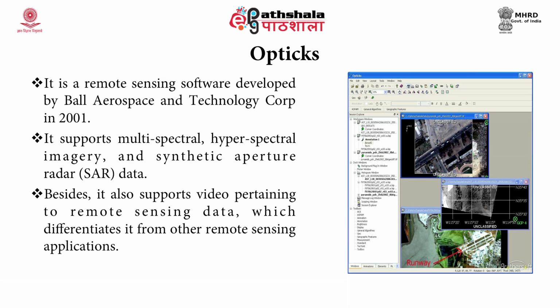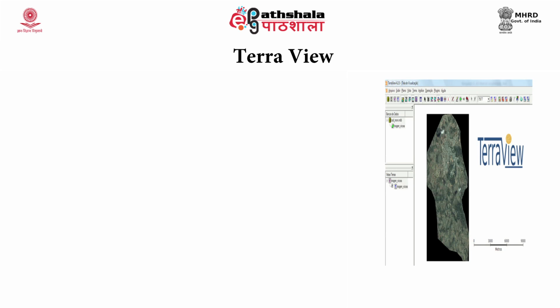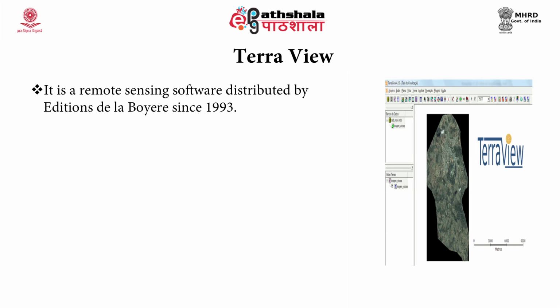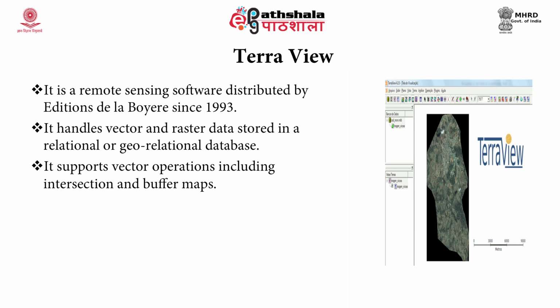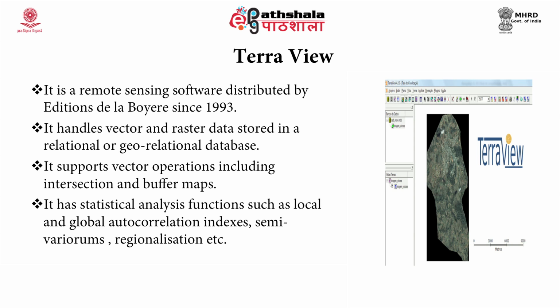Another software that we are discussing here is Terra View, which is a remote sensing software distributed by Editions de la Boer since 1993. It handles vector and raster data stored in a relational or georelational database. It supports vector operations including intersection and buffer maps. It has statistical analysis functions such as local and global autocorrelation indices, semi-variograms, and regionalization.